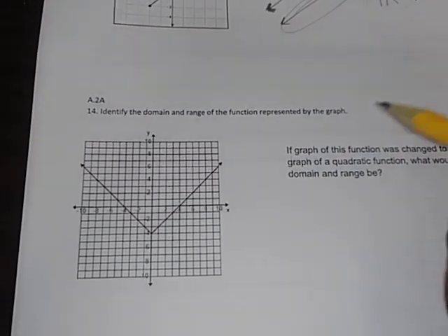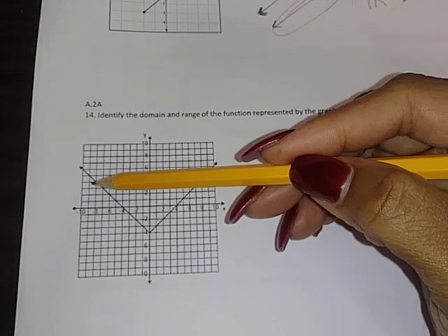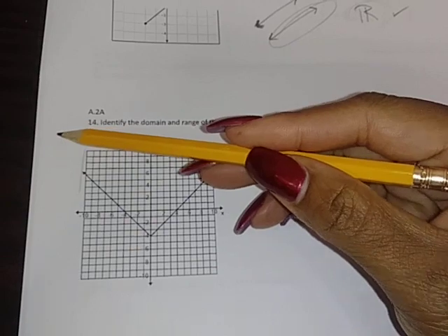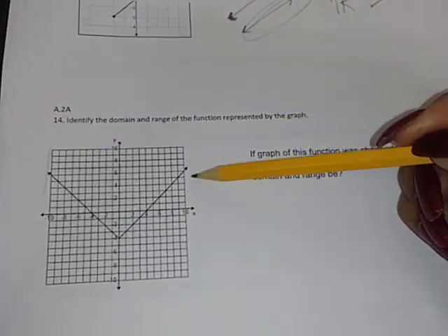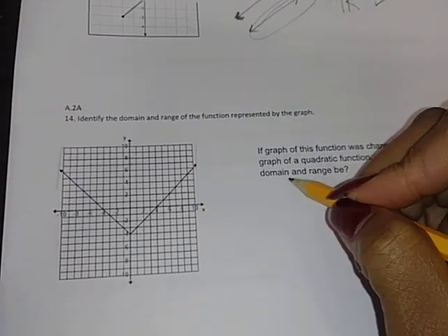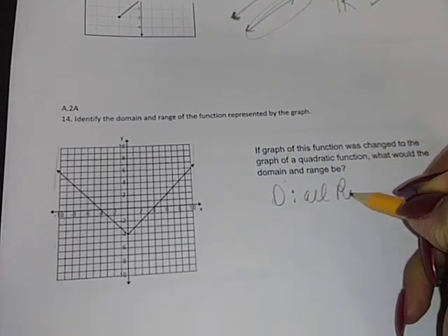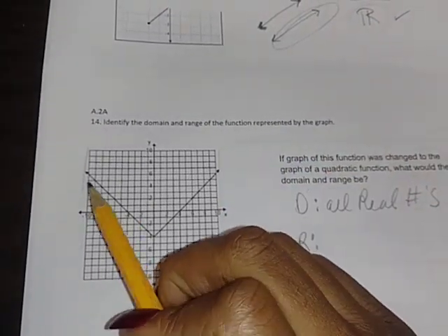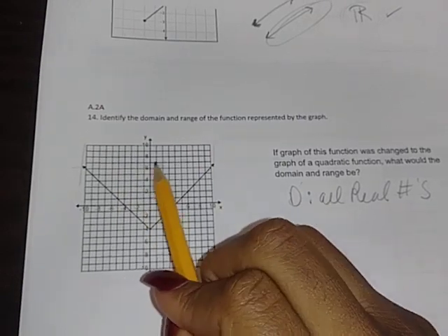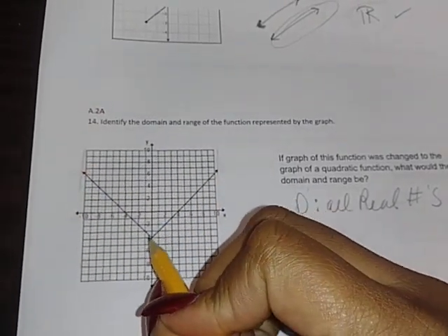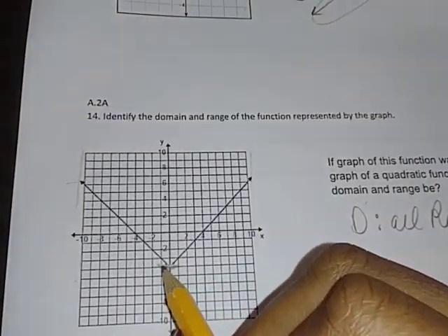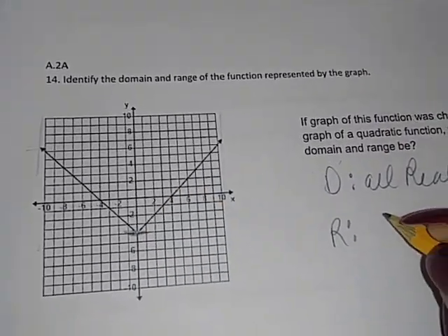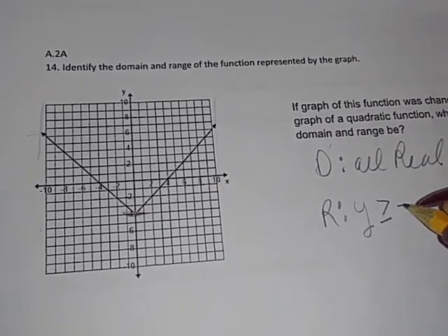Number 14, I need the domain and range. Well, I am how far left? I can't draw that line. There's an arrow. It's going to continue going forever. So no limits on the left. No limits on the right. So the domain is all real numbers. What's the range? Well, no limit at the top. Keeps going, but it starts here. And that is at -4. So I am greater than or equal to -4.